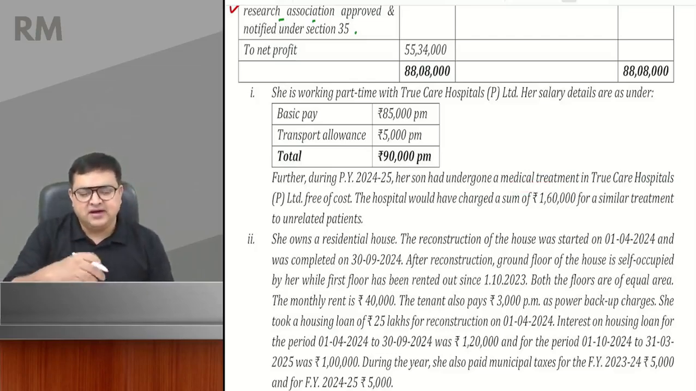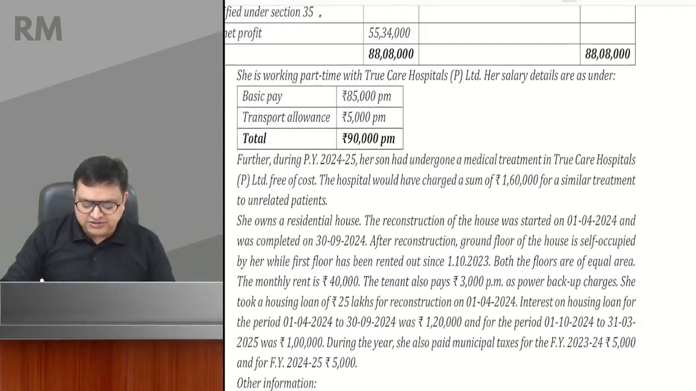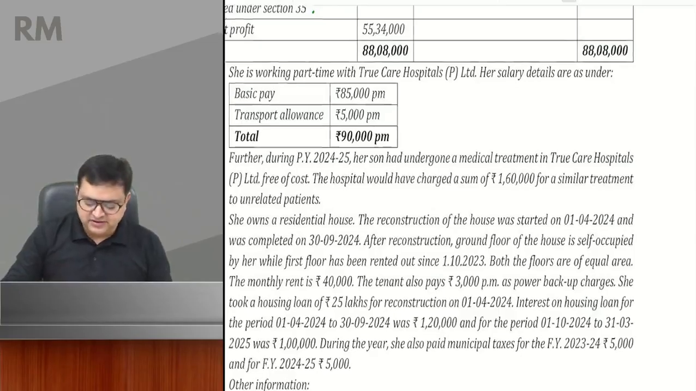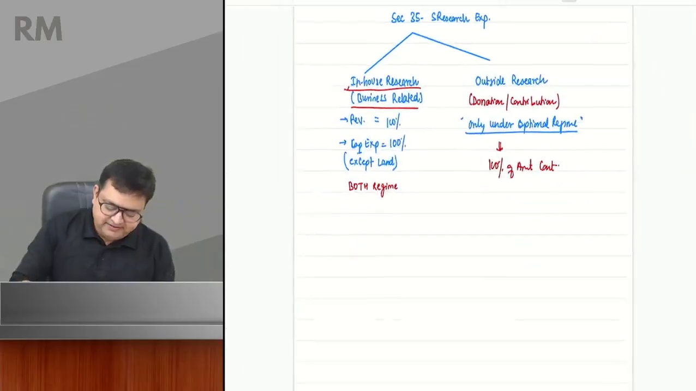So her son got admitted into the hospital. He got medical treatment. Where? In the employer hospital itself. And the employer would have charged this amount from another person, but here we have not charged it. So will it become a perquisite? Now we have to see what the medical treatment perquisite says. Please write it down.